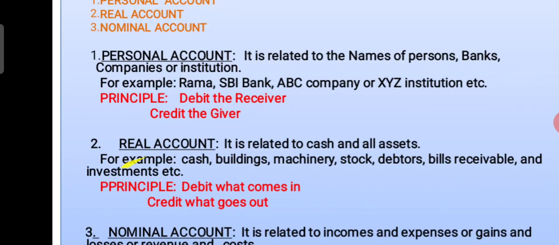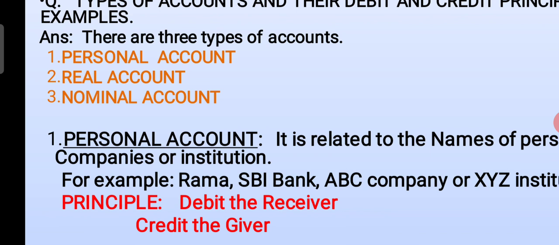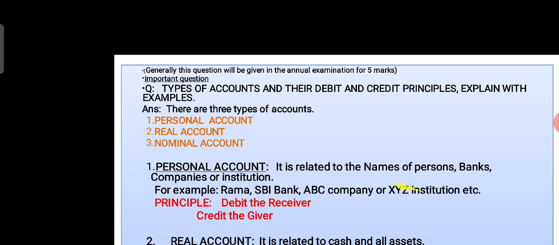Okay, now see here, there are 3 types of accounts in accounting. Dear students, how many types of accounts are there? 3 types of accounts: 1, personal account; 2, real account; 3, nominal account. So how many accounts are there? 3 types. What are they? Personal account, real account and nominal account. Now we can go to understand one by one.